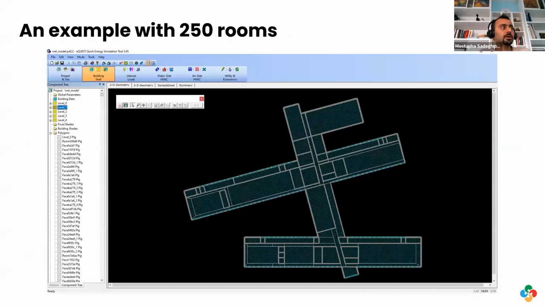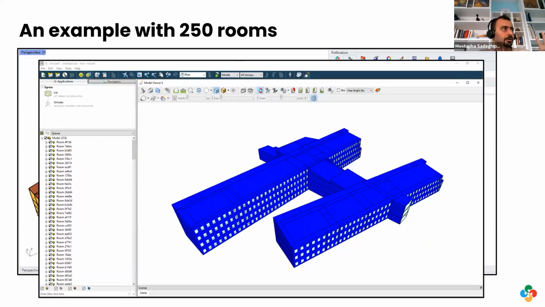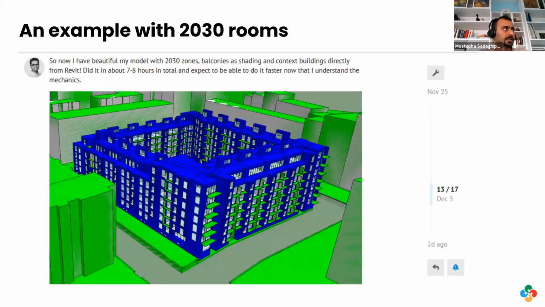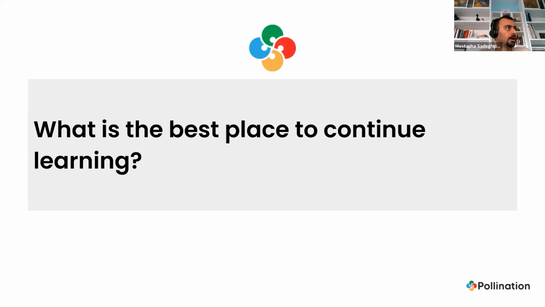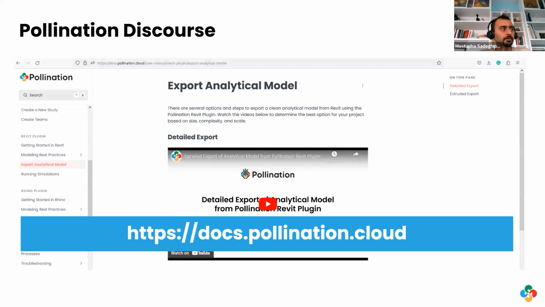There is no limitation on the number of rooms. This is an example exporting 250 rooms to eQuest, to Rhino, to IES VE. This is an example of 2,000 rooms. Of course, when you have more rooms, it's going to get slower, right? So you have to do it level by level, but we have no limitation on the number of rooms.